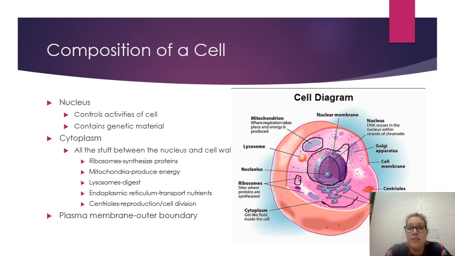You have lysosomes, which actually start to digest things within the cell. It's going to be this little dude right here. And you have endoplasmic reticulum. Endoplasmic reticulum is going to transport nutrients. That's this little dude right here. And then centrioles, which control reproduction and cell division. So there's your little centrioles right here. Okay.